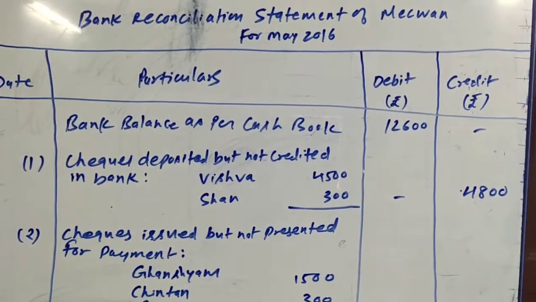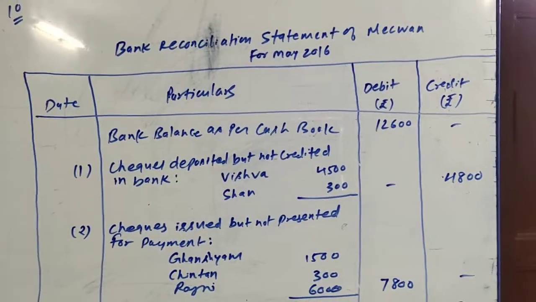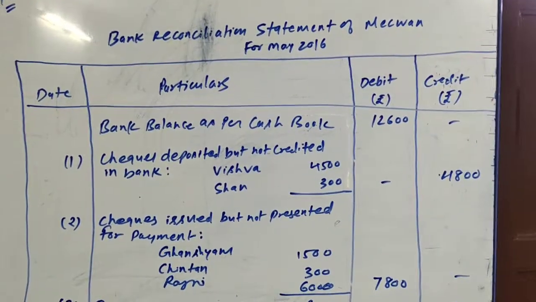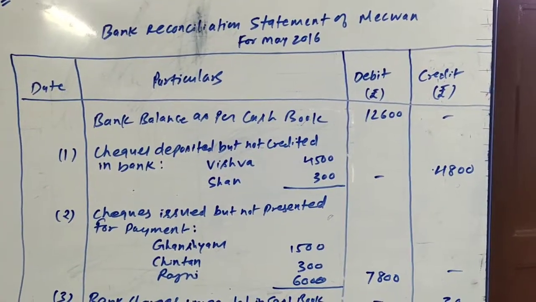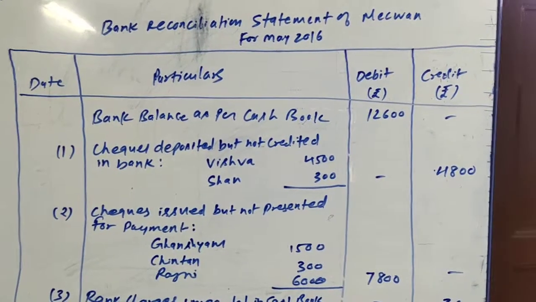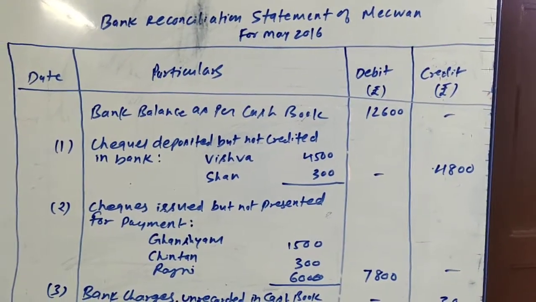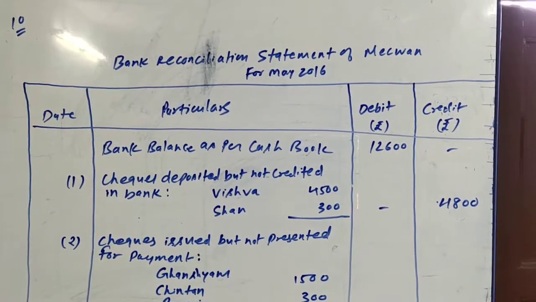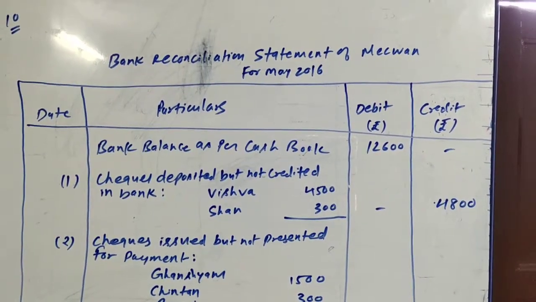Checks deposited but not credited in bank. Vishwa and Shan, 4,500 and 300. 4,800 we are crediting here in our BRS. Okay friends, so this was about the debit side.